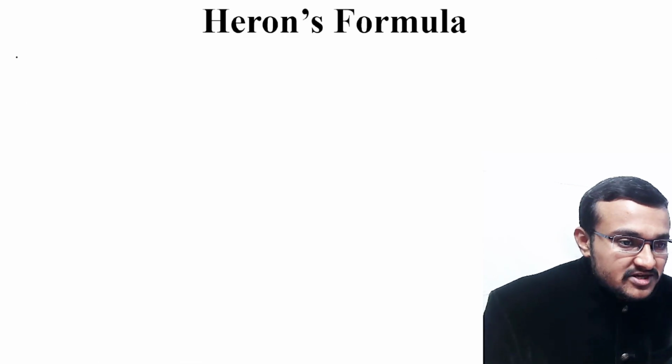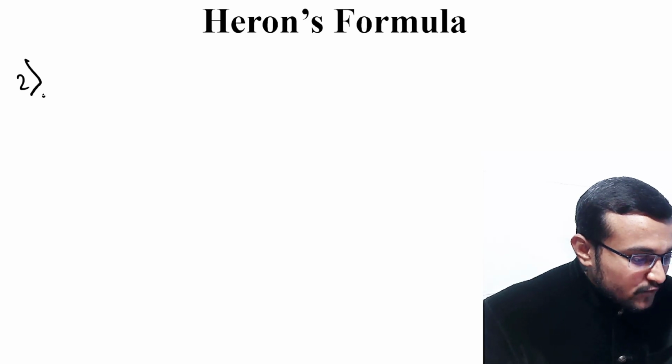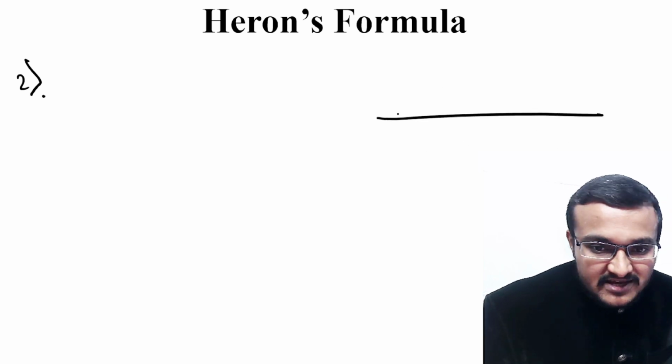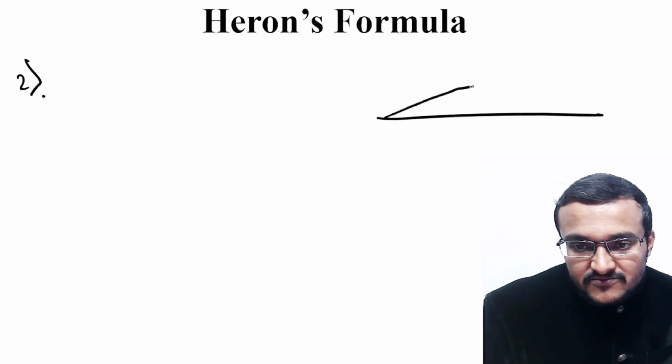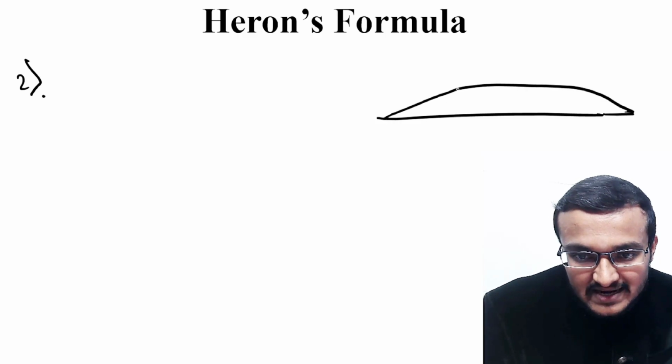Now we will move to the second question in this exercise 10.1. In the second question, there is a flyover. There is a flyover like this. This flyover is somewhat like this. The flyover is something like this, and there is a triangular portion here.